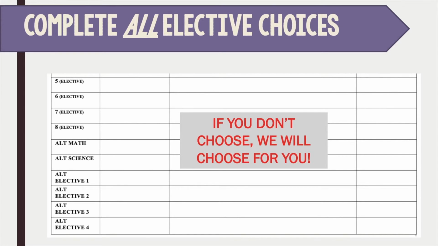Hey, sophomores, did you notice in the middle of your electives that there is a spot for health and driver's ed? Health is a required class to graduate, so you will be taking that in one of your elective spots, and since it's a half credit, we normally pair that with driver's ed.